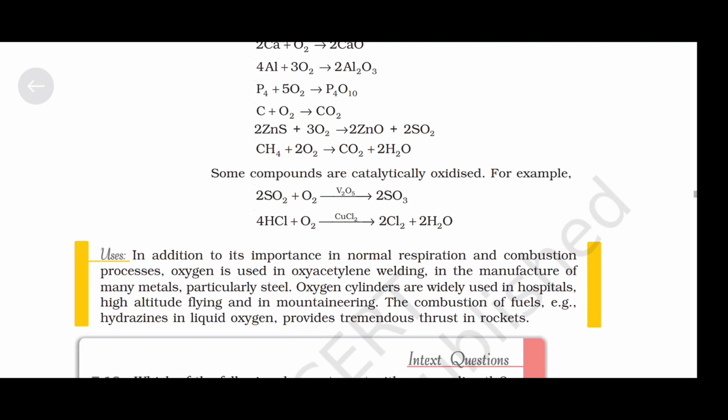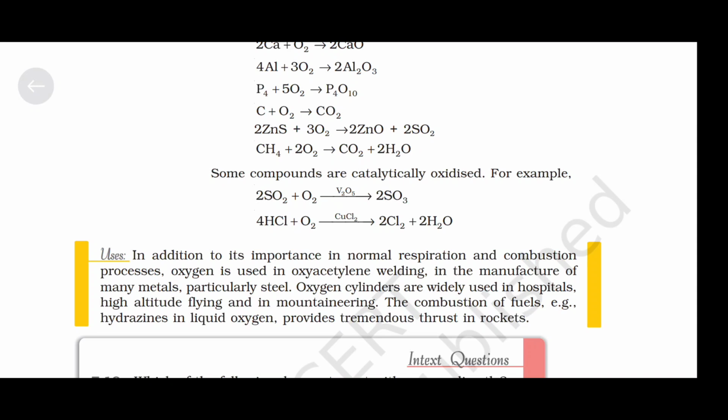Some compounds are catalytically oxidized. For example, sulfur dioxide plus oxygen in the presence of V2O5, that is vanadium pentoxide, will form SO3, sulfur trioxide. HCl plus oxygen in presence of copper chloride will give Cl2, that is chlorine, plus water.